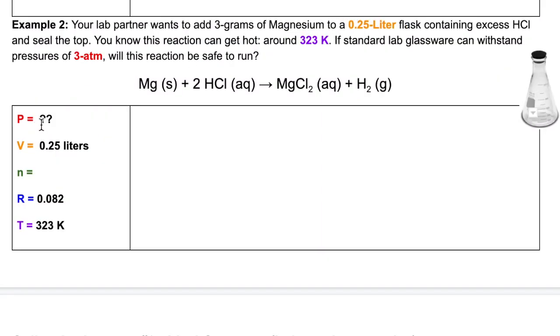Now that we've matched our variables with the numbers given to us in the problem, we can calculate how many moles of hydrogen gas are produced from 3 grams of magnesium. We will use our chemical equation to help us calculate how many moles of H2 gas we can make from 3 grams of magnesium. This is a 1-to-1 ratio based on the coefficients. Therefore, 1 mole of magnesium will produce 1 mole of hydrogen gas. That means we first need to calculate moles of magnesium.